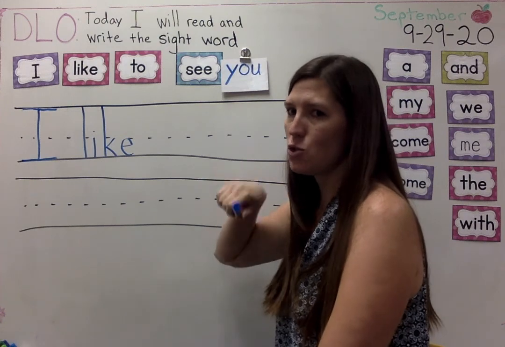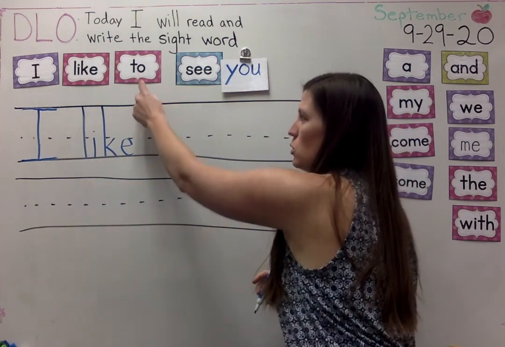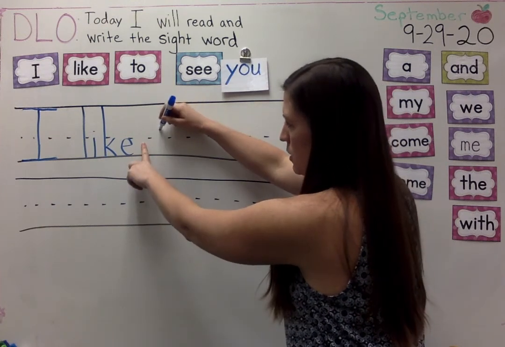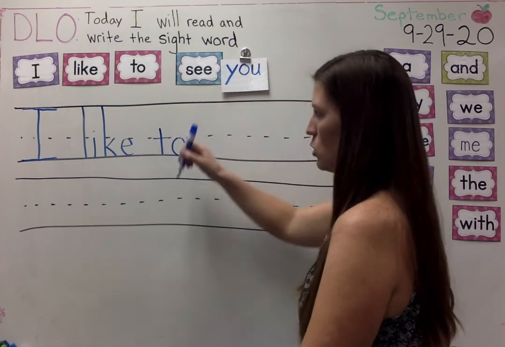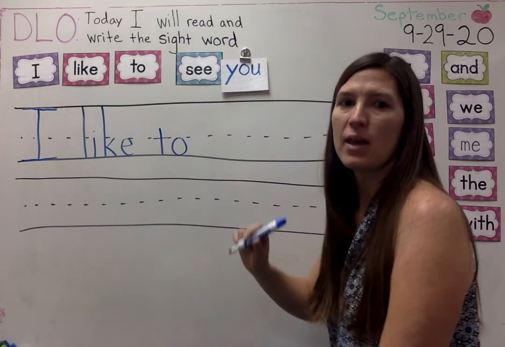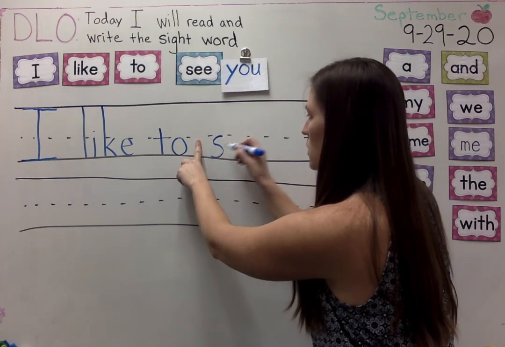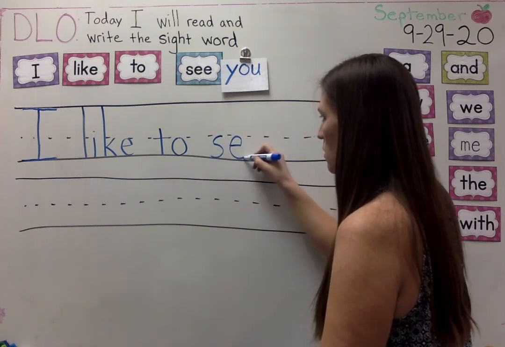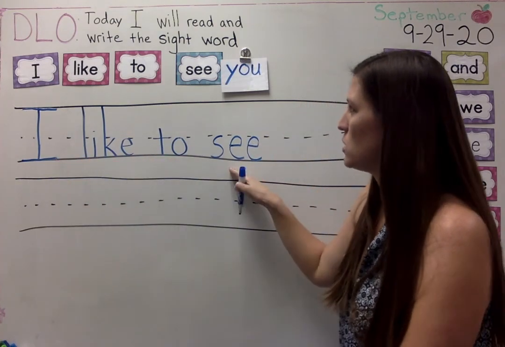Hi ho, did you know? L-I-K-E spells like. I like to. Here's to. Finger space. T-O, to. I like to see. S-E-E. Finger space. S-E-E. I like to see you.